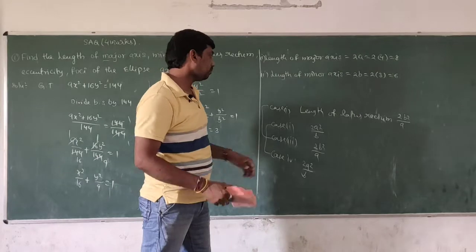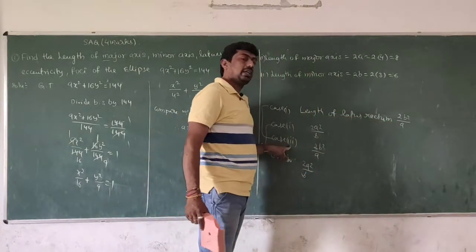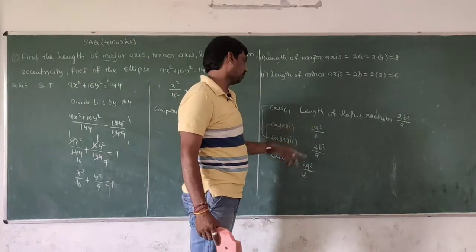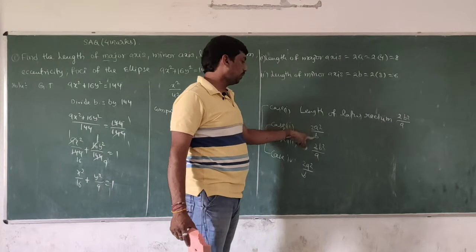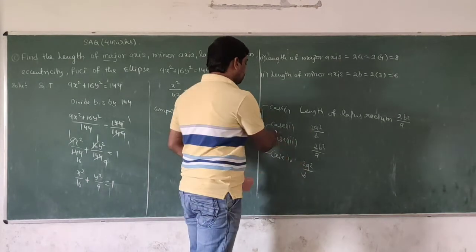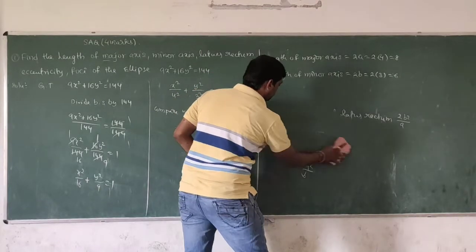Okay, length of lattice vector 2b square by a in case 1 and case 3. I forgot to explain in the 4 cases the length of lattice vector. Next, case 2, 2a square by b. Case 4, 2a square by b. Okay, cases 2 and 4 are equal, and 1 and 3 are equal. Okay, clear? Right.